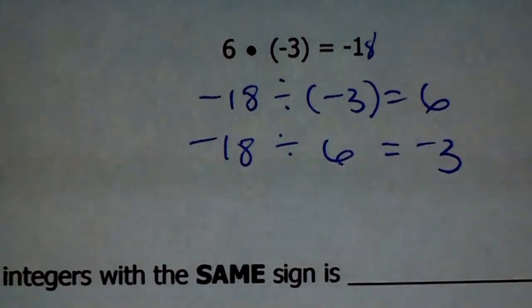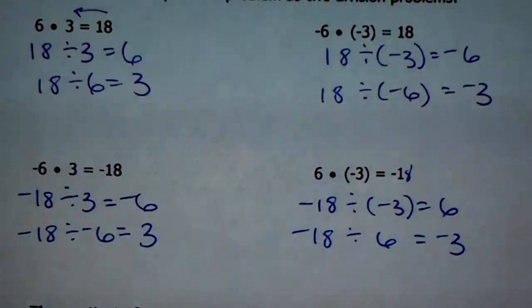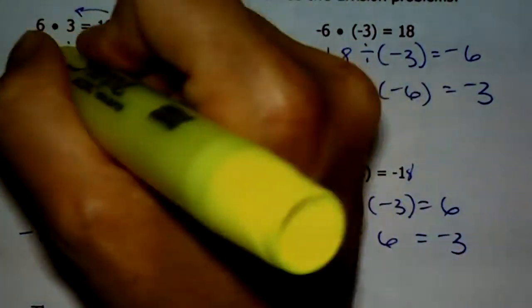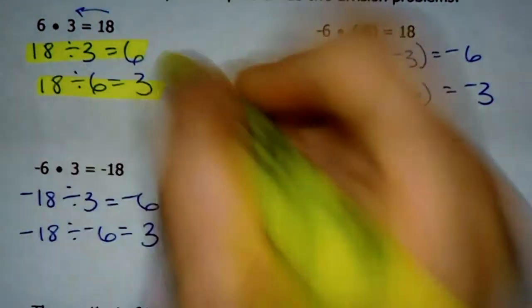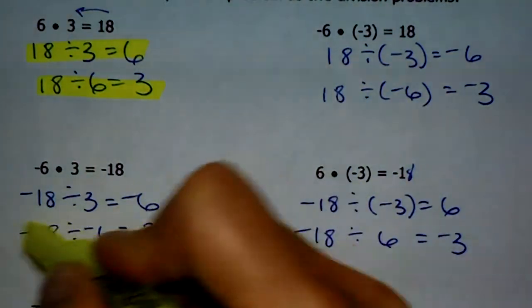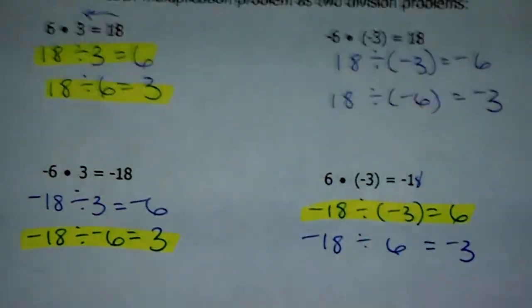So we're going to use these patterns to help us fill in the blank. The first blank says, the quotient of 2 integers with the same sign is. So let's look for all the quotients where we have the same signs. Here, those are both positive, both positive. Here I have one of each, one of each. Here I have 2 negatives, so the signs are the same there.